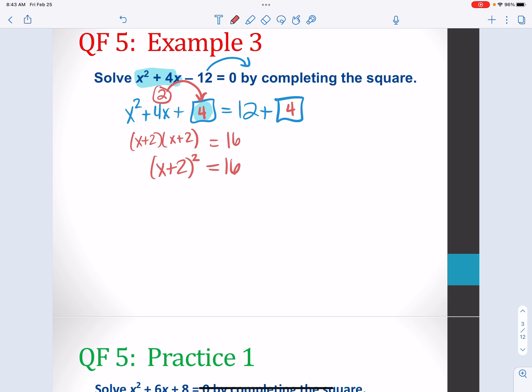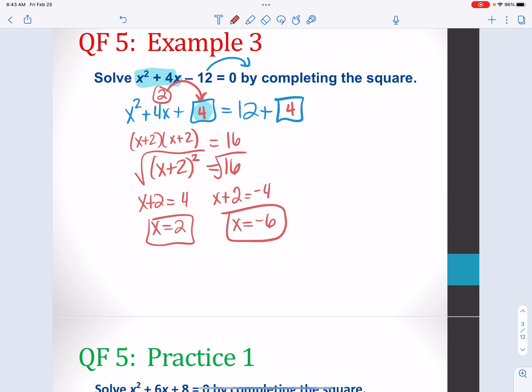Okay, so now this goes back to what we did with the absolute values. I would square root both places. Okay, and x plus 2 equals 4 or x plus 2 equals a negative 4. I'm going to subtract 2. And those are my two answers.